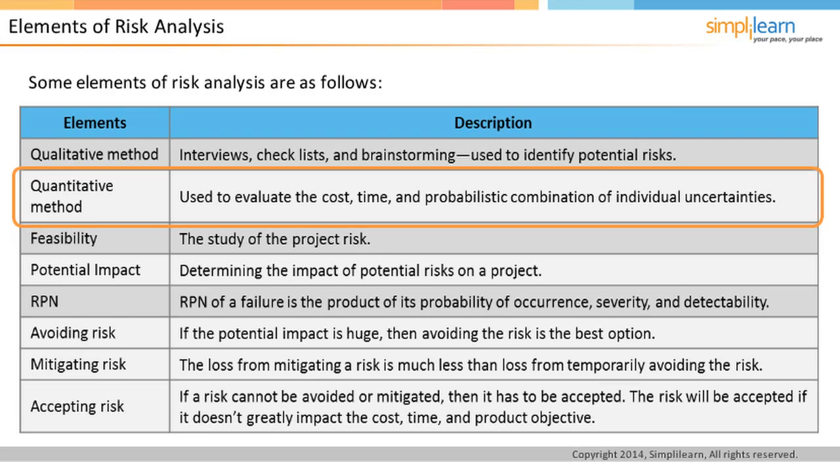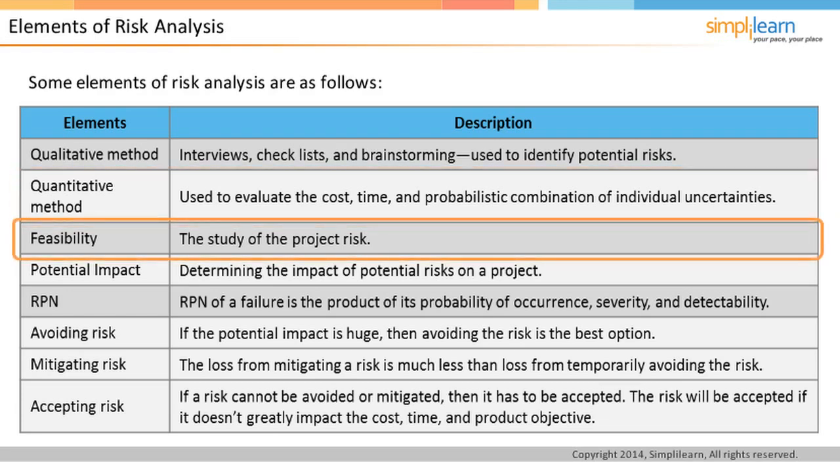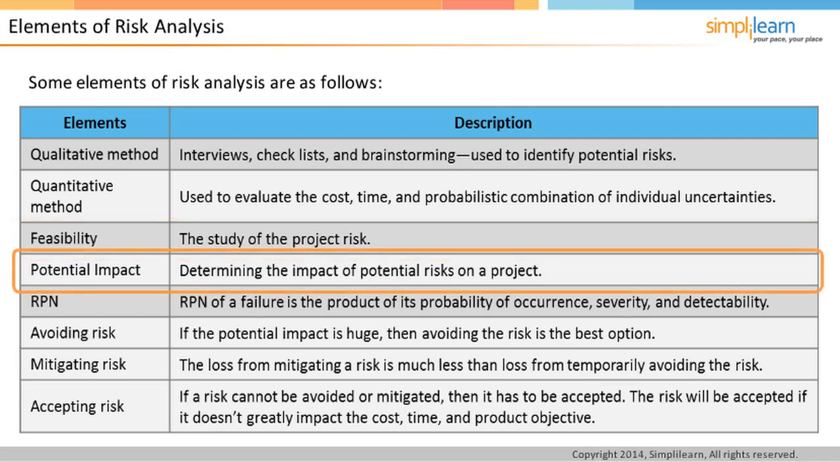Feasibility. Feasibility is the study of the project risk. This is usually carried out in the beginning of the project when the project is most flexible and risks can be reduced at a relatively low cost. It helps in deciding different implementing options for the projects. Potential impact. Once the potential risks are identified, the impact of these on the project is determined. Using this data, possible solutions for the risks are identified.